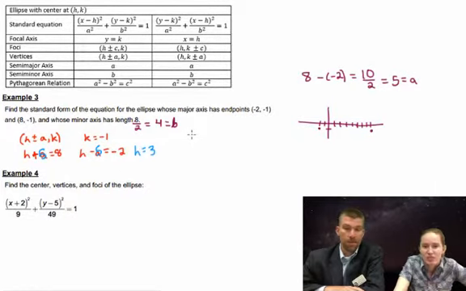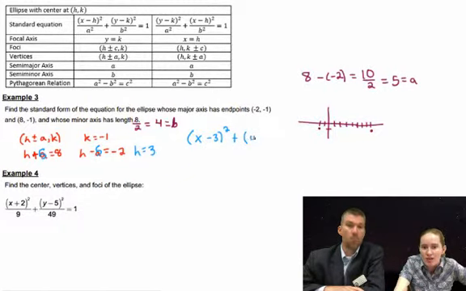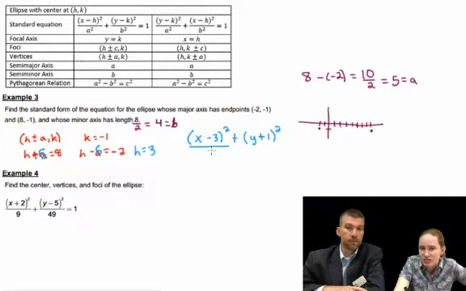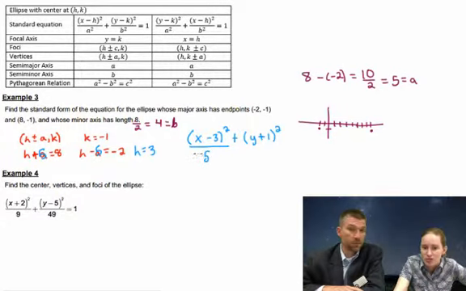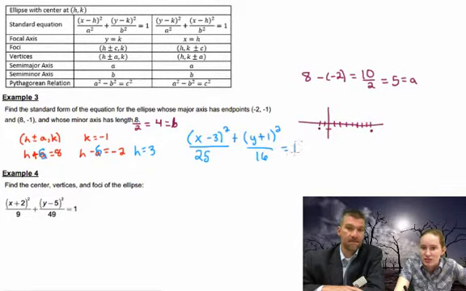Right. So now we can set up our equation. X minus H squared plus Y minus K, so that's minus a negative. Underneath X is A squared, we said, because it's the bigger axis, so 25. And underneath Y is B squared, so that's 16, and it equals 1.